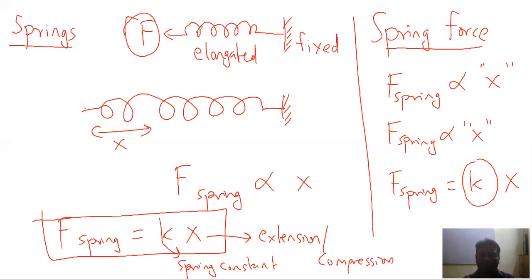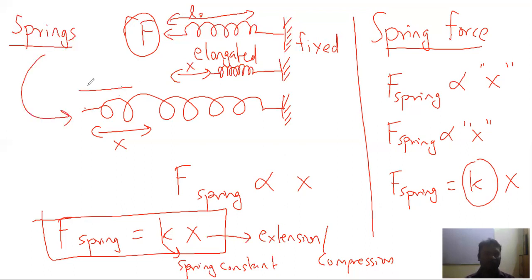So if we compress the spring, this is the natural length of the spring, let us say L0, and I compress the spring by some value, let us say X, then in that case the spring force will still be Kx. Now, what is the direction of extension? In this case, extension direction is towards the left. Then the spring force will act towards the right.